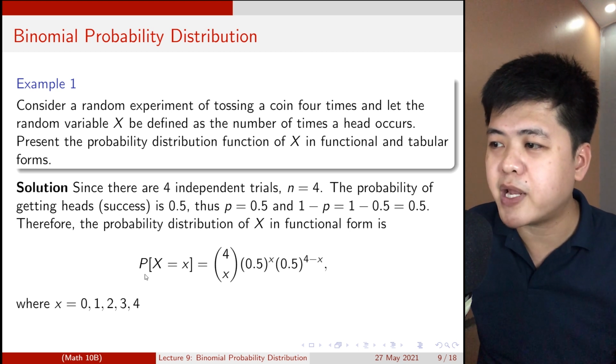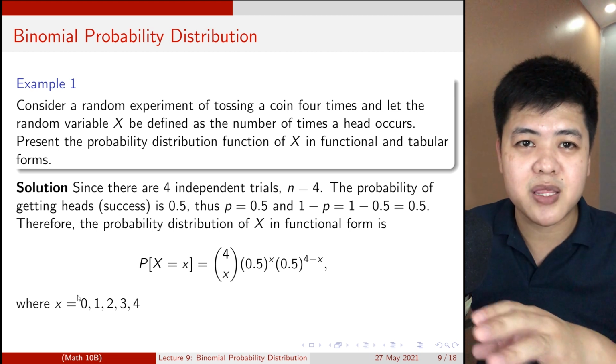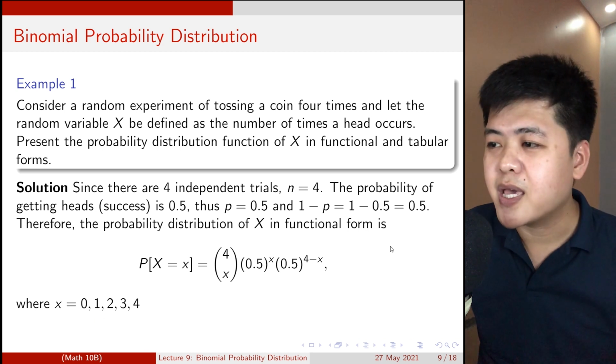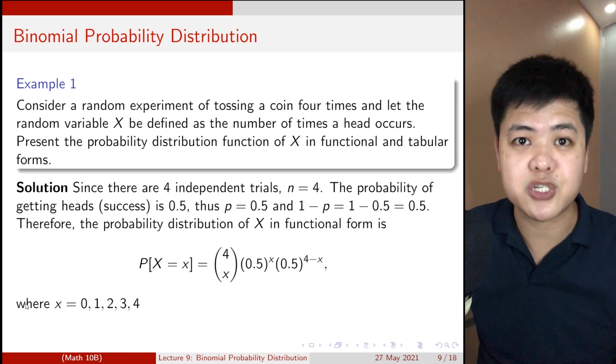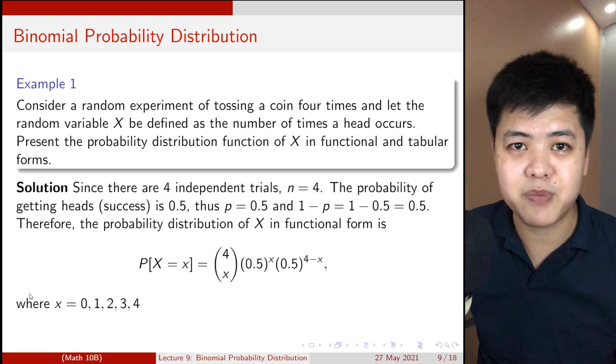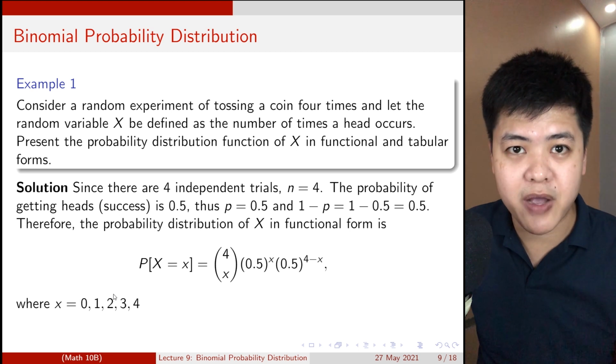So in this case, this formula over here, including this, because you have to define what are the possible values for your x. So in this case, we have 0, 1, 2, 3, 4. And this is your probability distribution in functional form. Let's now compute the probability distribution in tabular form. So sabihin, isa-isa natin ko-computein yung mga probabilities nitong mga values na to.